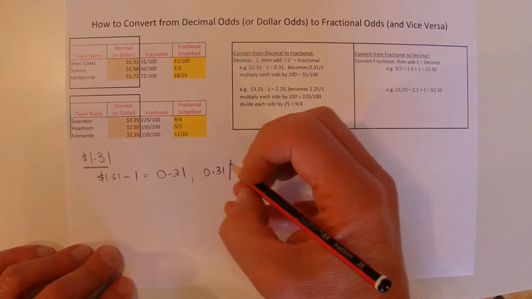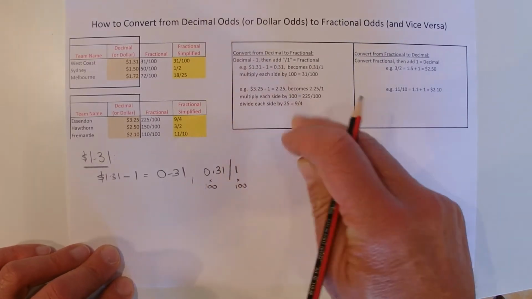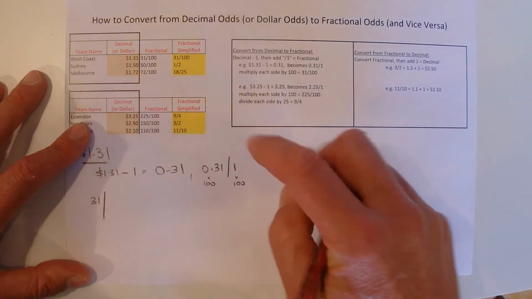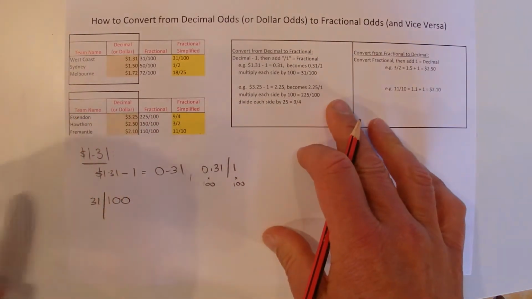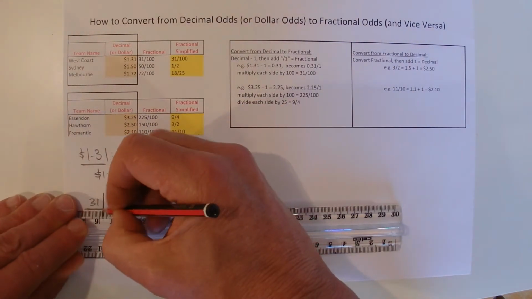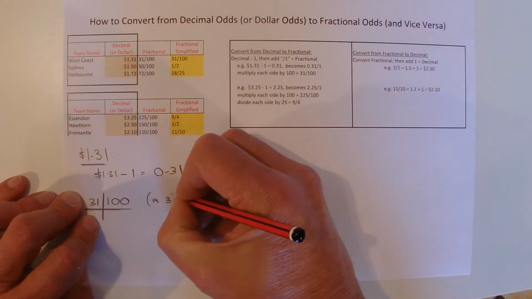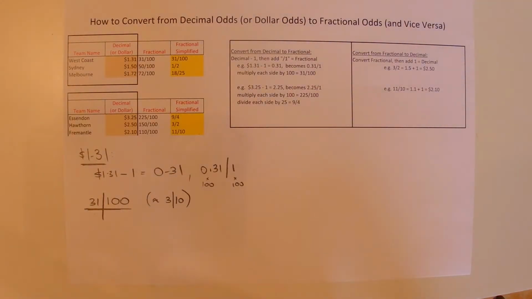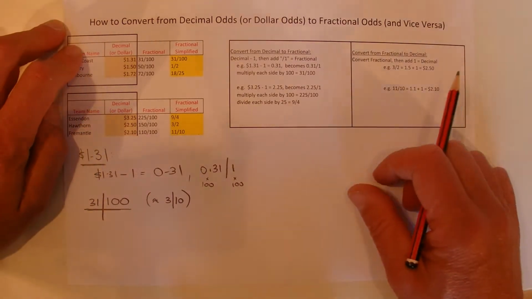So what we do then is we multiply each side by 100. 0.31 times 100 is 31, and 1 times 100 is 100. So there's our final answer. That can't be simplified anymore. It's 31 to 100, or approximately 3 to 10, is the odds of West Coast in fractional or bookies odds.